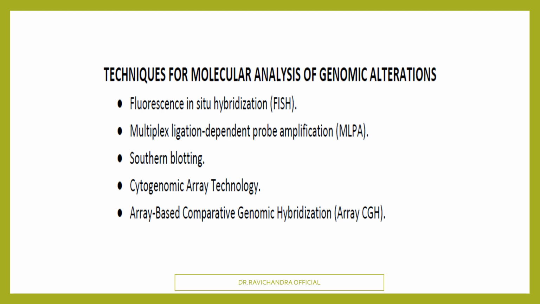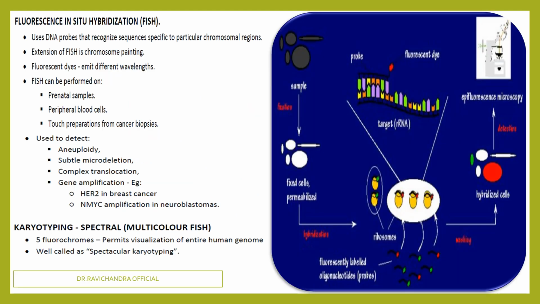Techniques for molecular analysis of genomic alterations can be asked for 3 marks questions. They are fluorescence in situ hybridization FISH, multiplex ligation dependent probe amplification, Southern blotting, cytogenomic array technology, array based comparative genomic hybridization. Fluorescent in situ hybridization can be asked for a 6 marks question or a 3 marks question. What is FISH? FISH is fluorescent in situ hybridization.